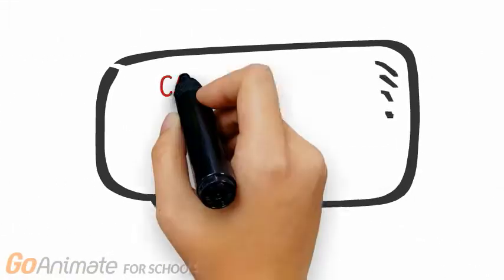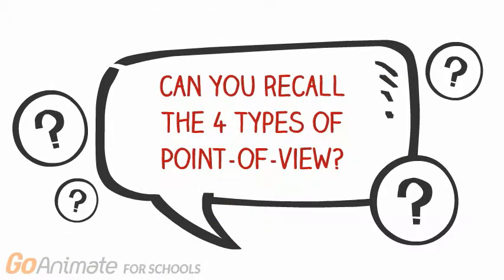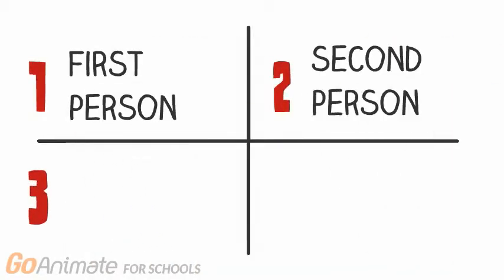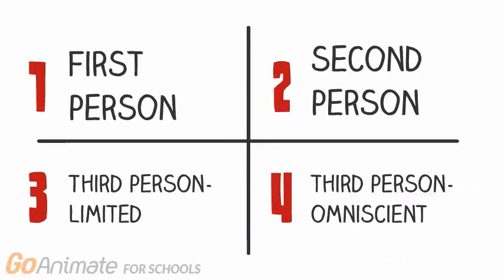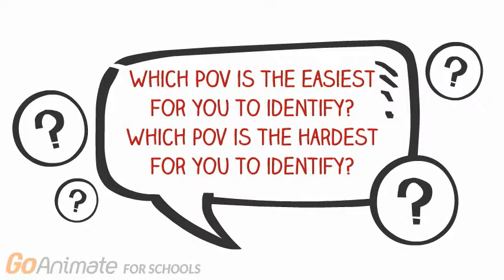Can you recall the 4 types of point of view? First person, second person, third person limited, third person omniscient. Which POV is the easiest for you to identify? Which POV is the hardest for you to identify?